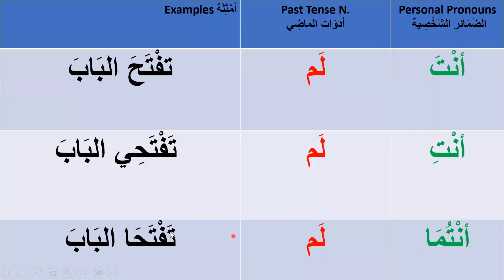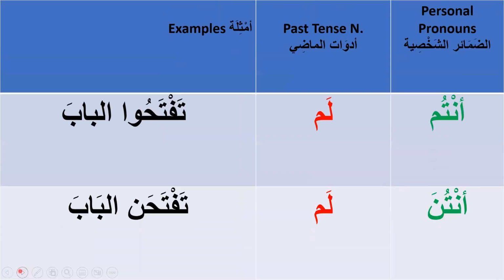أنتما لم تفتحا الباب. You both could be feminine or masculine, or one guy and another girl. Two has to be two; gender doesn't matter here. لم, did not, تفتحا الباب. The present form for dual you is تفتحان. Here there is a noon, but the noon is dropped because of لم. That's what لم does. أنتما لم تفتحا الباب. Both of you did not open the door.